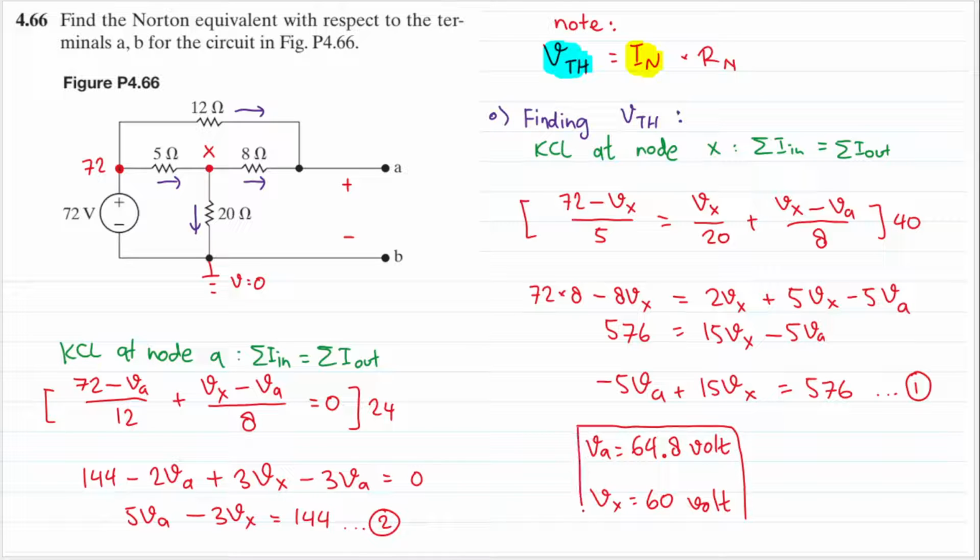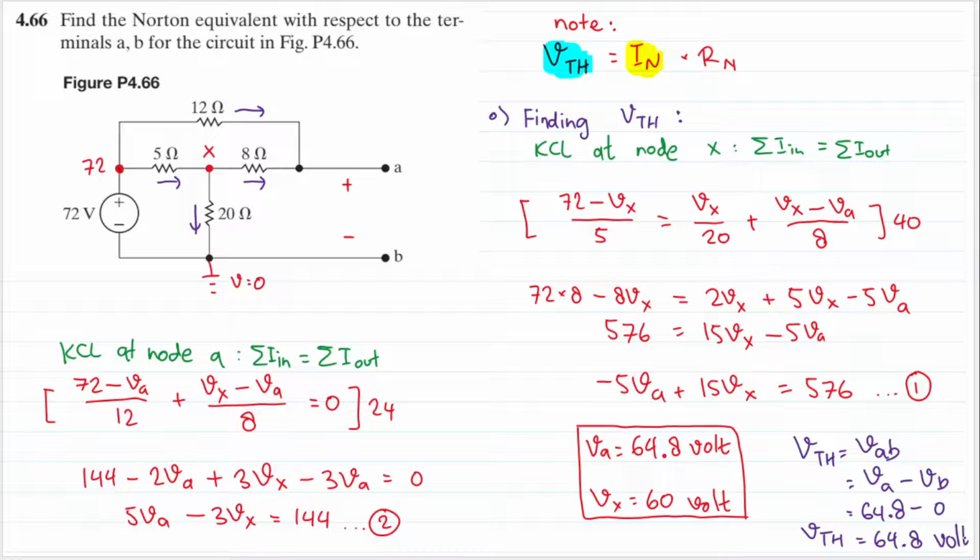But we need to find out the VTH, right? VTH is equal to VAB, which is VA minus VB. VA is 64.8, and then minus VB. VB is the ground, so this will be 0. So the Thevenin voltage here will be 64.8 volt, which is quite a nice number. Let's highlight that, and this will be our Thevenin value.